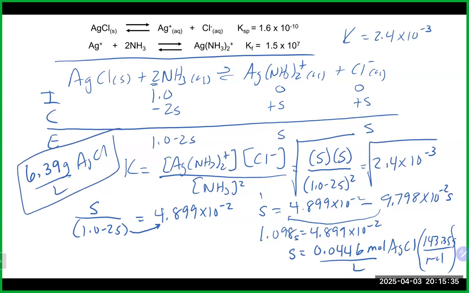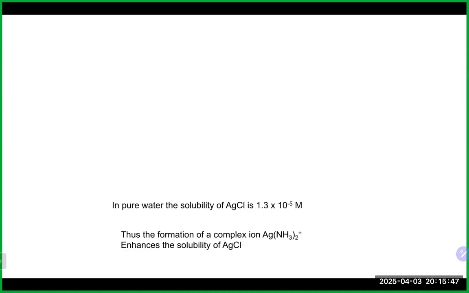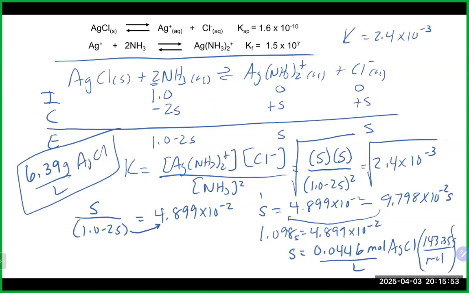Does anybody remember what the grams per liter of silver chloride solubility was in water? Something like 0.002 grams per liter. Yes. Which one is it more soluble in? I think it was vaguely, if I remember, 0.002 grams per liter in water. Which one is it more soluble in? Definitely in the complex ion, yes.